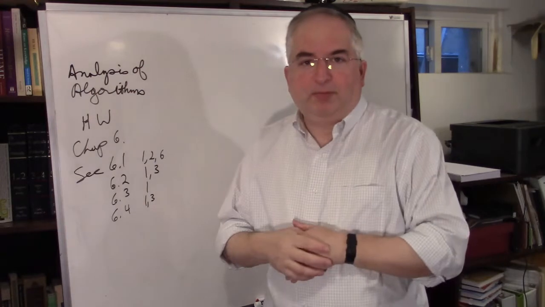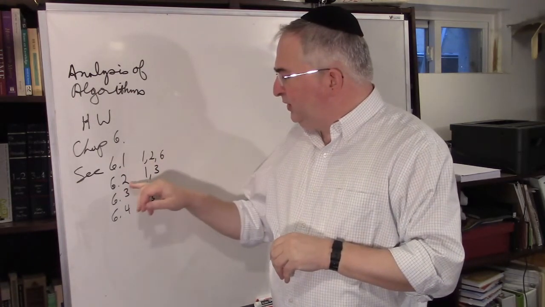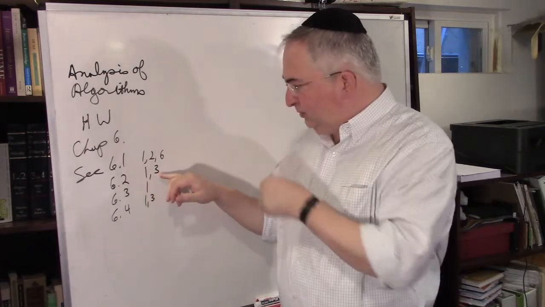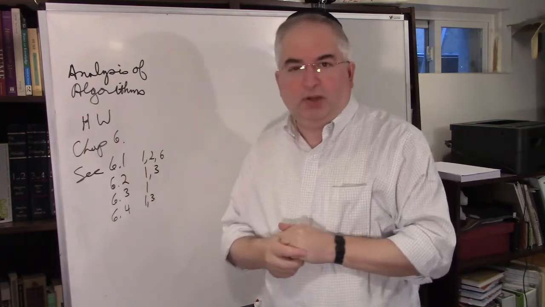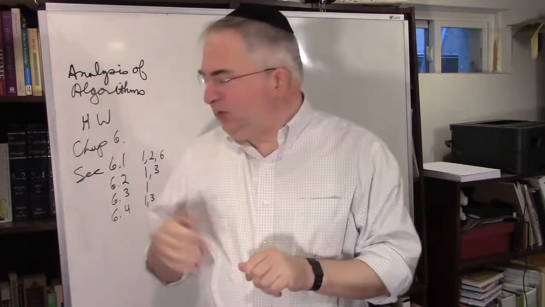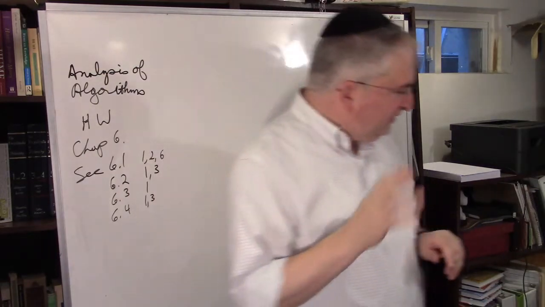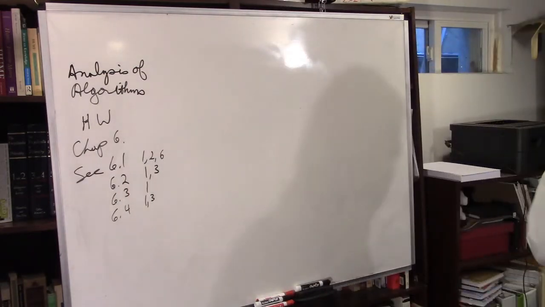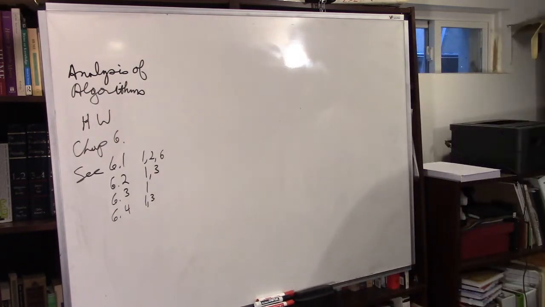We're going to do the homework problems for Chapter 6 today. Section 6.1, problems 1, 2, and 6, 6.2, problems 1 and 3, 6.3, problem 1, 6.4, 1 and 3. It's about heap sort, so some of the less interesting things we're just going to go over quickly.